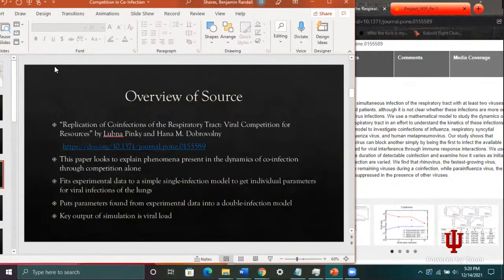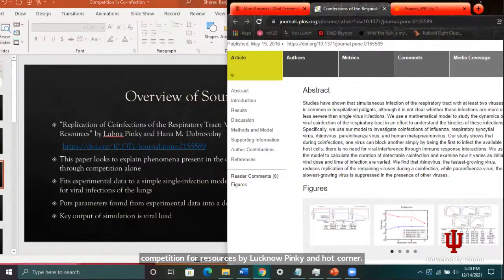So the source that this project is a recreation of, it is a replication of "Co-infections of the Respiratory Tract: Viral Competition for Resources" by Lubna Pinky and Hana M. Dobrovolny. And we can see that paper here.